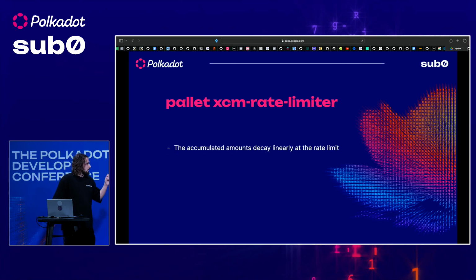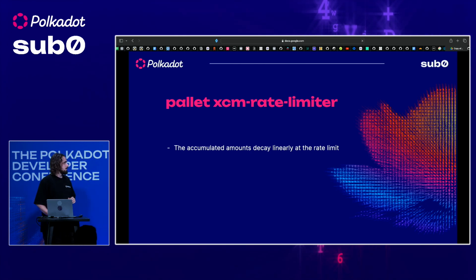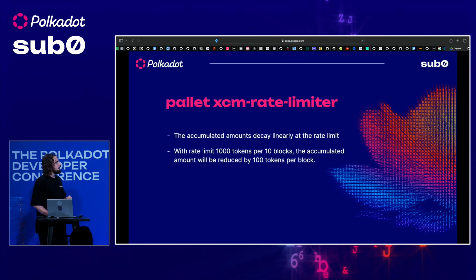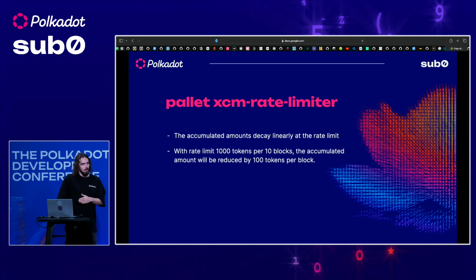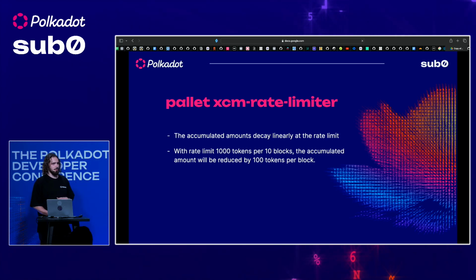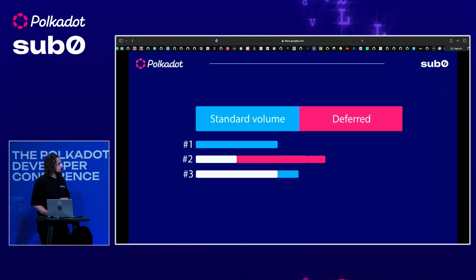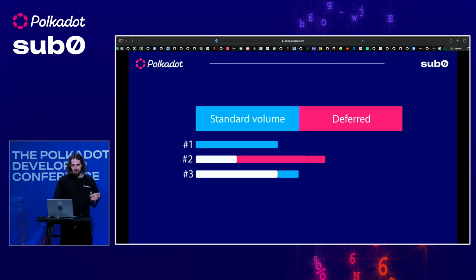And the accumulated amounts which we store decay linearly at the rate limit. So if you have a rate limit of 1,000 tokens per 10 blocks, it means that every block you can send 100 more tokens through the rate limiter. And you can imagine it like this.